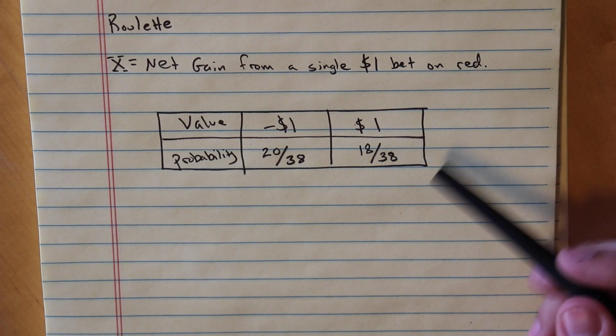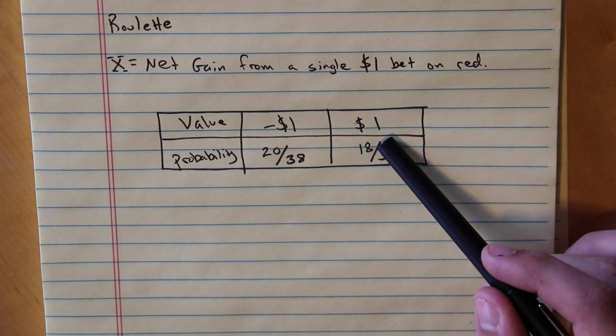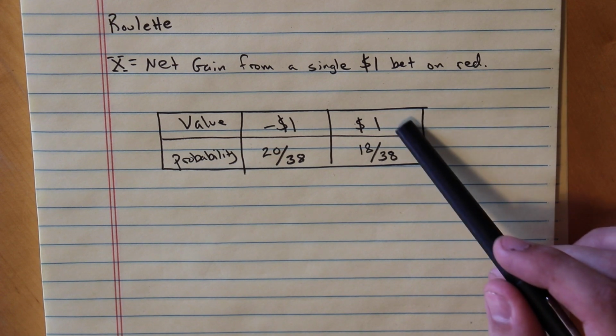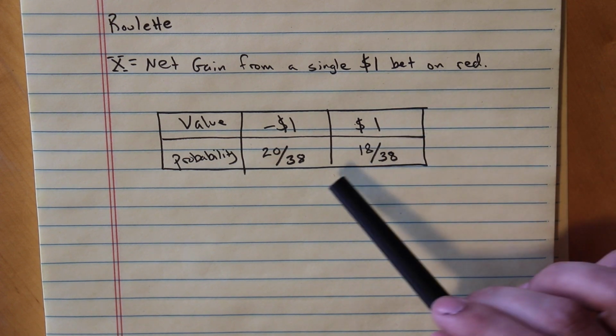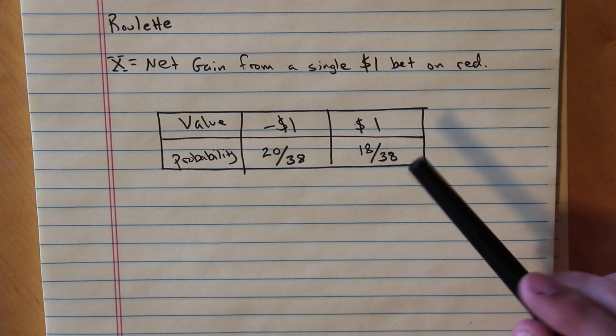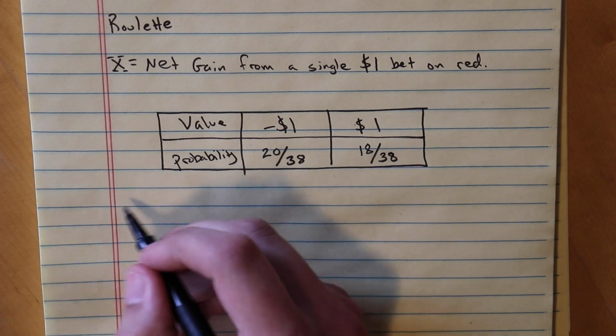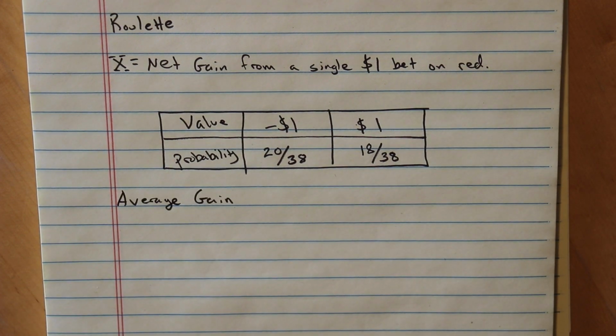It looks like, in the long run, on average, about 18 out of every 38 times, the person is going to be winning $1. Conversely, about 20 times out of 38, they're going to be losing $1. So let's consider what this means here. Their average gain: when we want to calculate the average, we can just add up the numbers and divide by how many numbers there are.